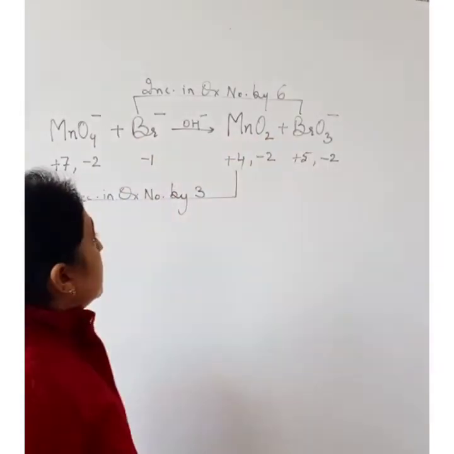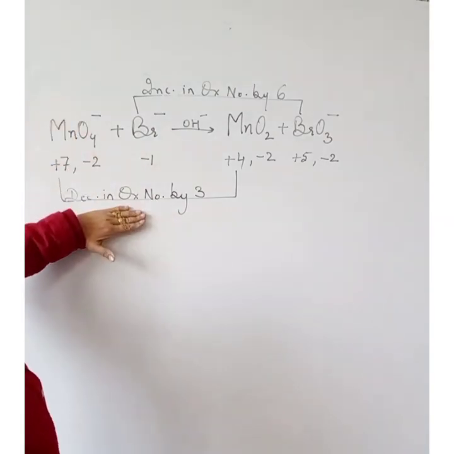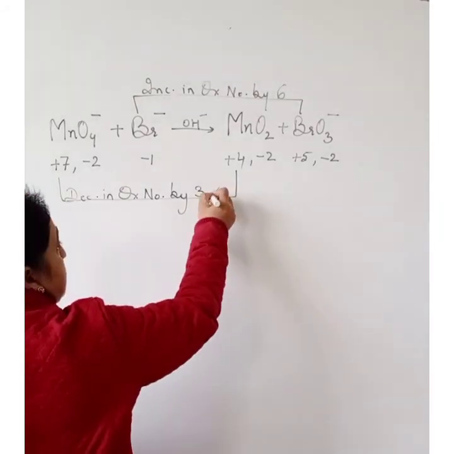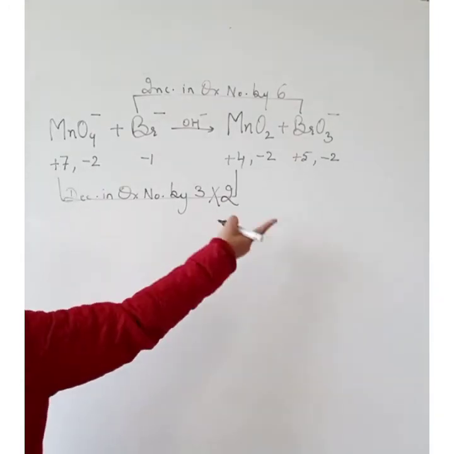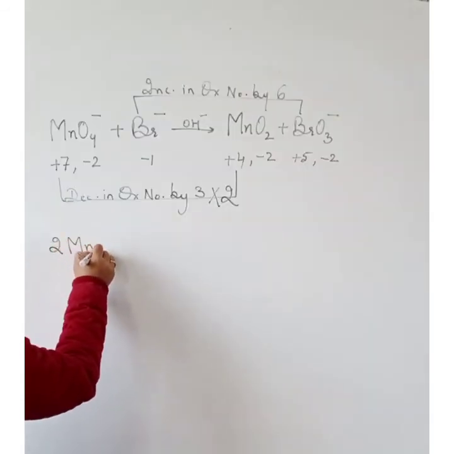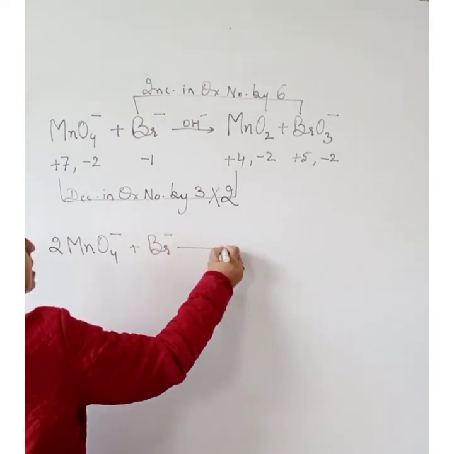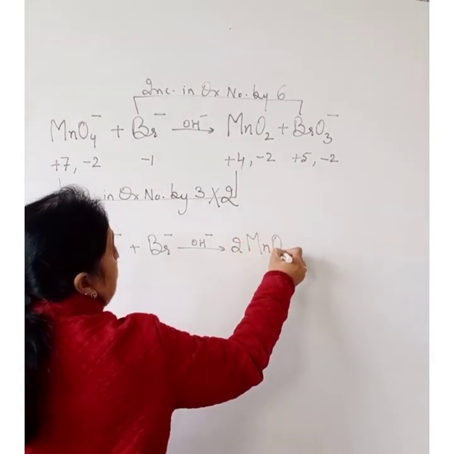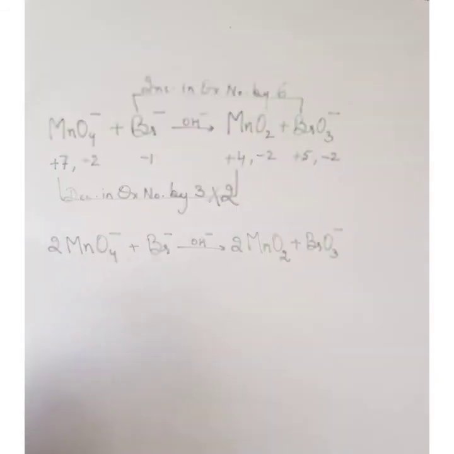1 Br, 1 Br. Now the next step, we have to balance the change in oxidation number. Here the oxidation number is decreasing by 3 and increasing by 6. So if I multiply this by 2 on both sides, the oxidation number will be equal. Now let us multiply this coefficient on both sides: MnO4 minus plus Br minus in basic medium forms 2MnO2 plus BrO3 minus.